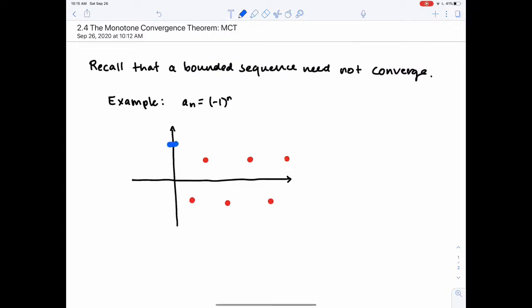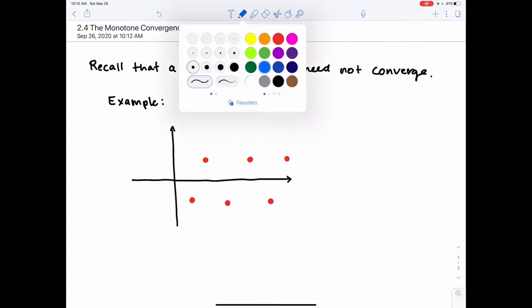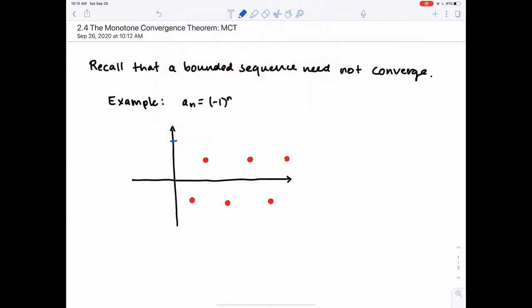And if your sequence is bounded, it's impossible for the sequence to diverge to infinity because we know that there needs to be some set window, negative M to M, that our sequence appears in. All terms have y values that are in the range between negative M and M.